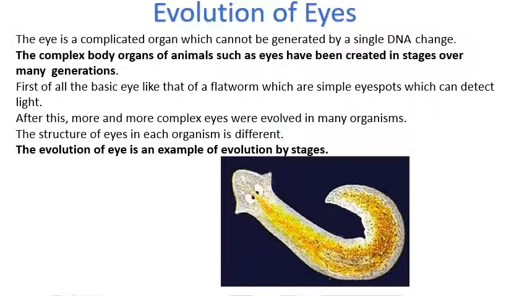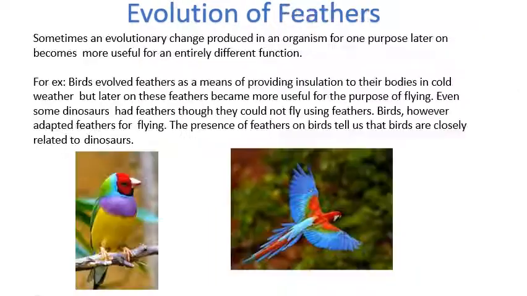Evolution of eyes. The eye is a complicated organ which cannot be generated by a single DNA change. The complex body organs of animals such as the eye have been created in stages over many generations. First of all, the basic eye was found in the flatworm, which has simple eye spots that can detect only light. After this, more and more complex eyes evolved in many organisms. The structure of eyes in each organism is different. The evolution of the eye is an example of evolution by stages.